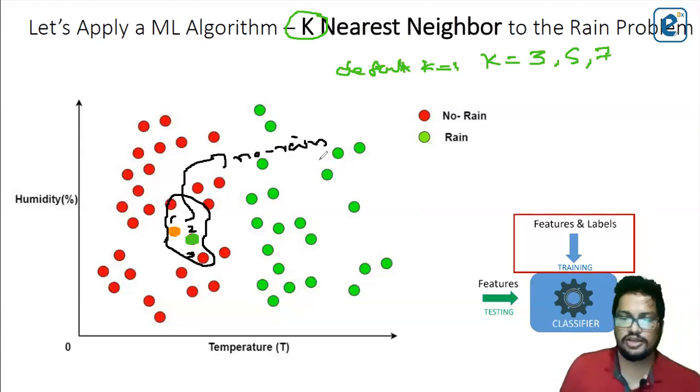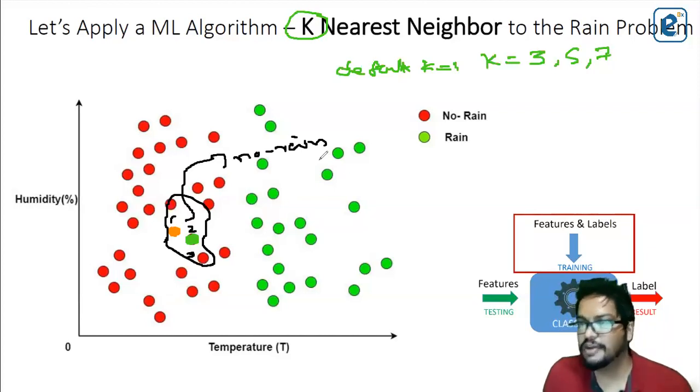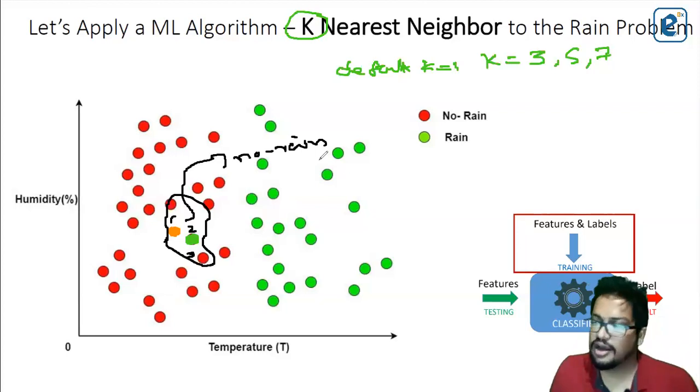So in this way, we can overcome that outlier issue. Now your question: what if there are two data points in different classes at the same distance? That's not going to be a matter. We can select k equal 3 and the issue will be solved.